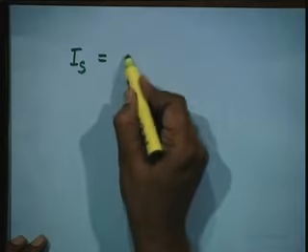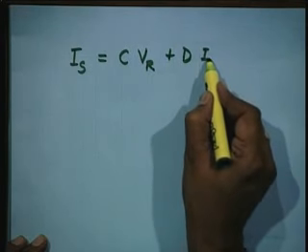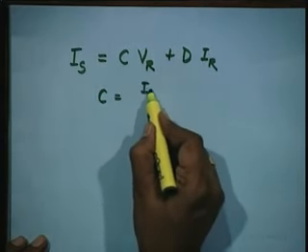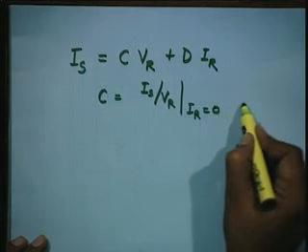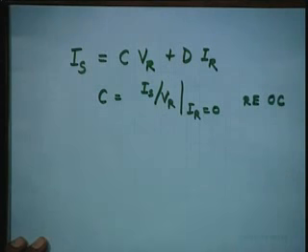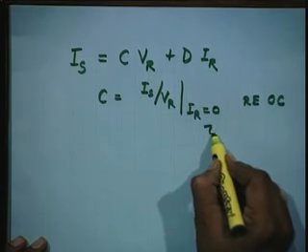Now, we come to C and D. Is is equal to C times VR plus D times IR. And if you want to calculate C, it is Is over VR, with IR equal to 0, that means the receiving end is open circuit. And please remember, the unit of C will be, nowadays it is called Siemens, or if you want you can write mhos.